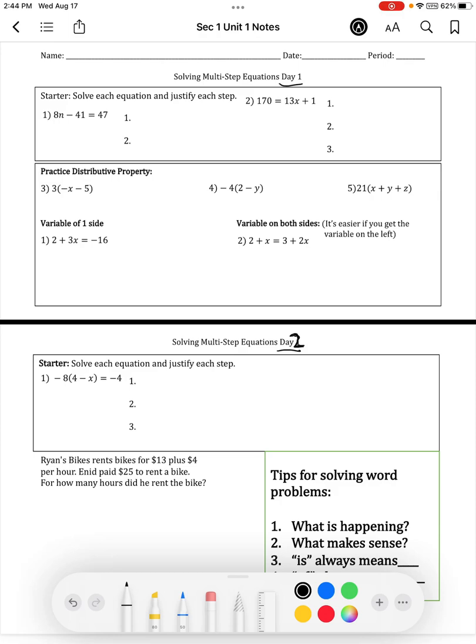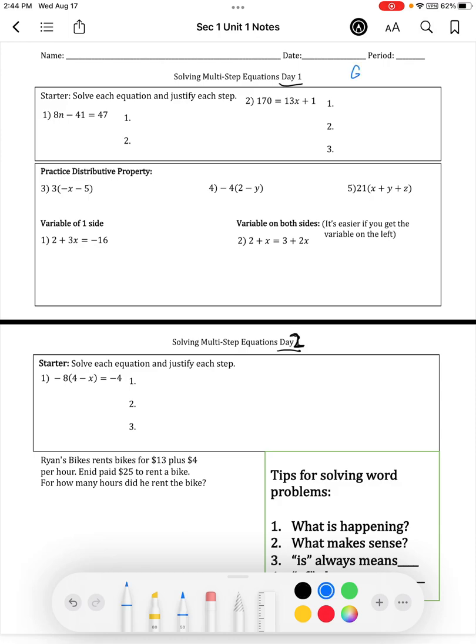We're just practicing to get really good at solving these equations and justifying the steps. So in that interest, that this is really just all about practicing, I want to go ahead and work our way through the starter today. Friendly reminder about the steps.